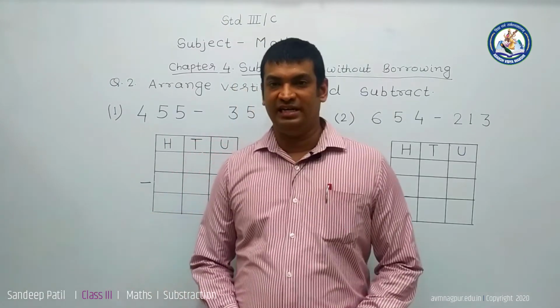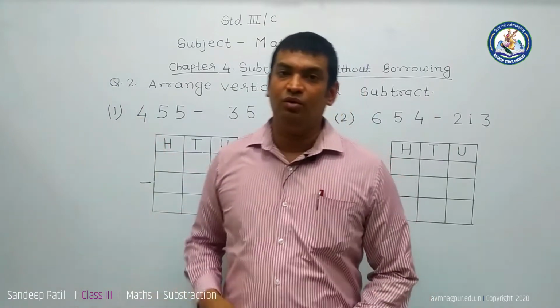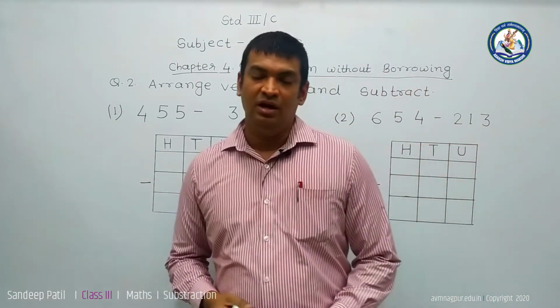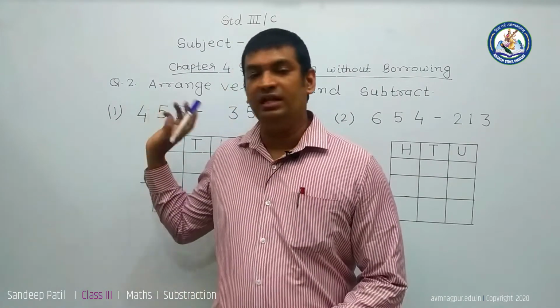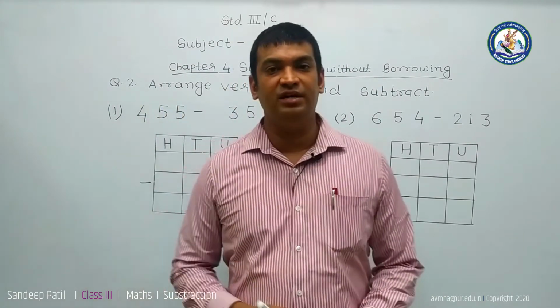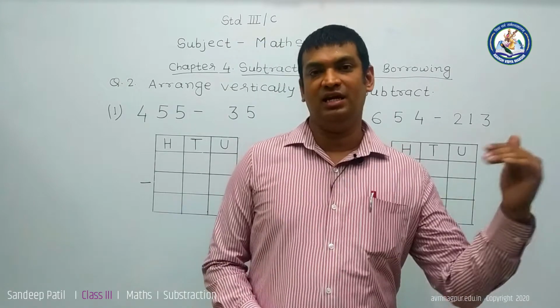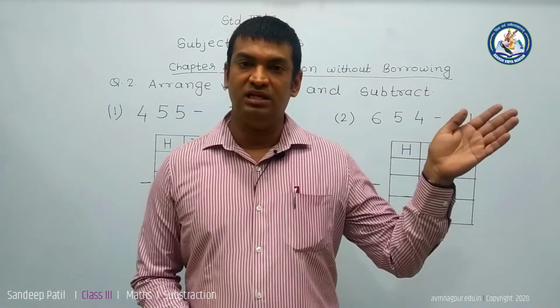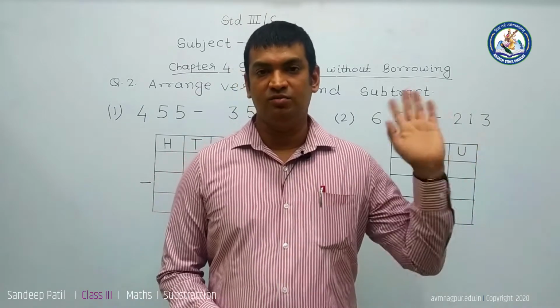Now move on to the second question. We have question number 2, arrange vertically and subtract. Now we will just be given the numbers and we have to arrange them first vertically and then subtract the smaller number from the bigger number. So we just have to write the bigger number first and then the smaller number.